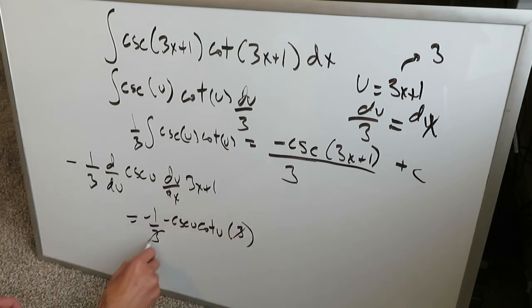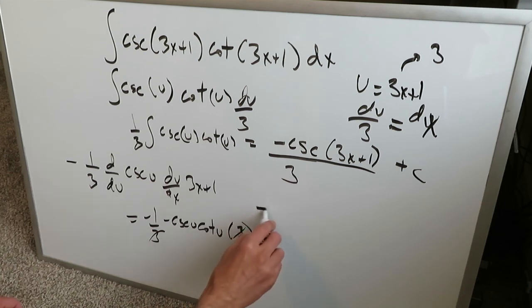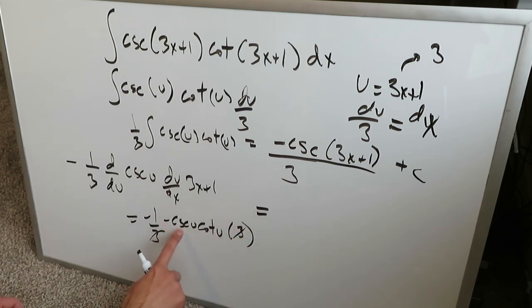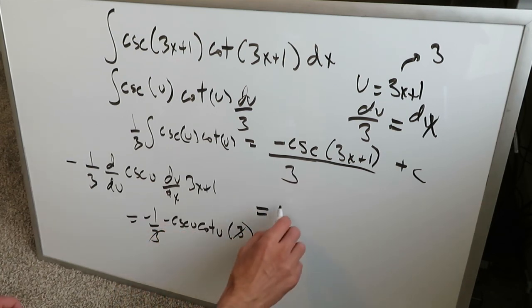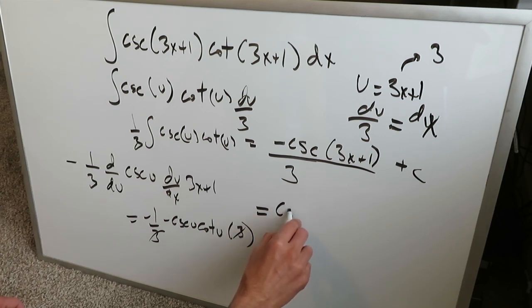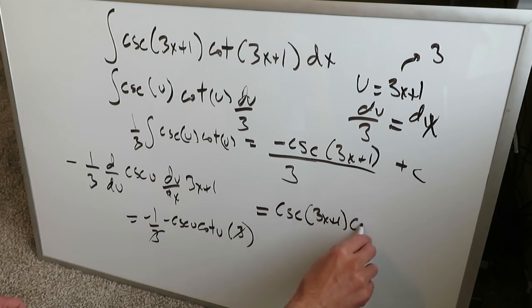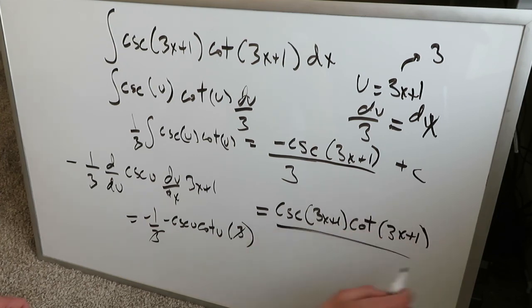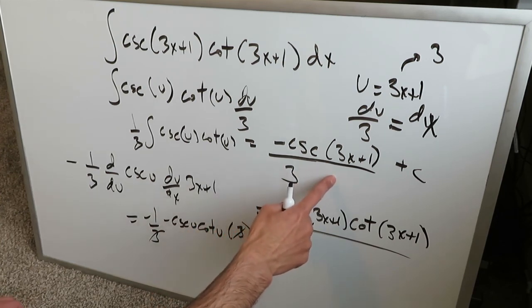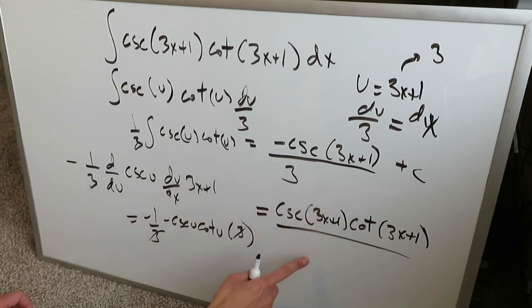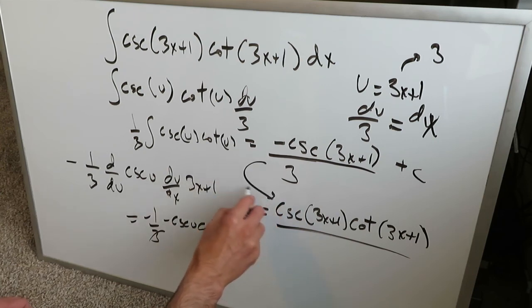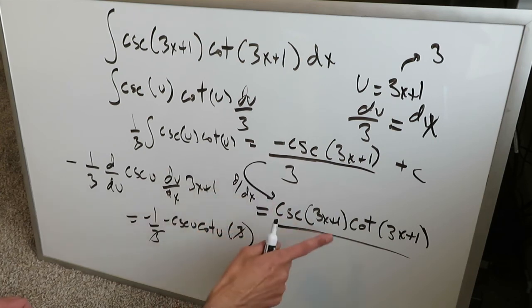The 3's will cancel out, the minuses will cancel out, such that in the end all you'll be left with is a positive cosecant u, cotangent u. But you can resubstitute back for the u's. You'll end up with cosecant of 3x plus 1 multiplied by cotangent of 3x plus 1, and that right here is your original function. The derivative of your antiderivative gave you back your original function. And that is the conclusion of this video.